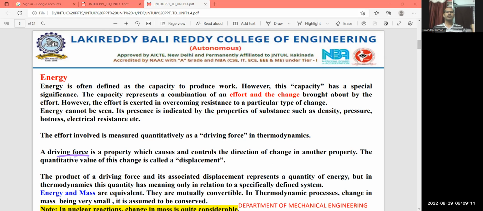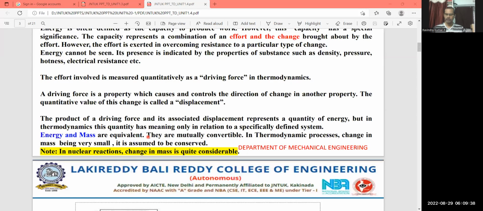So this heat and work are nothing but the energy. A driving force is nothing but a property which causes and controls the direction of a change in another property. This is very important. The quantitative value of this change is called the displacement. So the product of driving force and its associated displacement represents the quantity of energy.